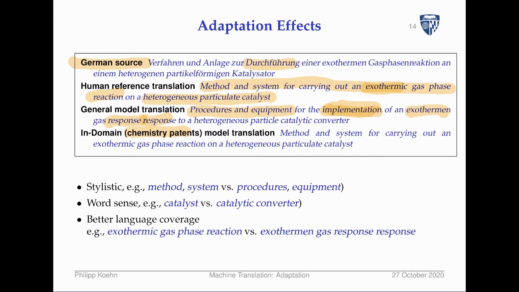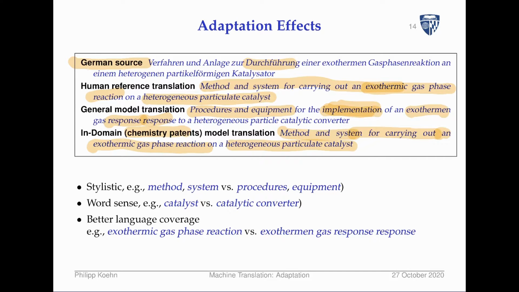And the in-domain model translation here has "method and system," which is exactly what the reference translation is for carrying out an exothermic gas phase reaction on a heterogeneous particle catalyst. So this looks like almost perfect translation.